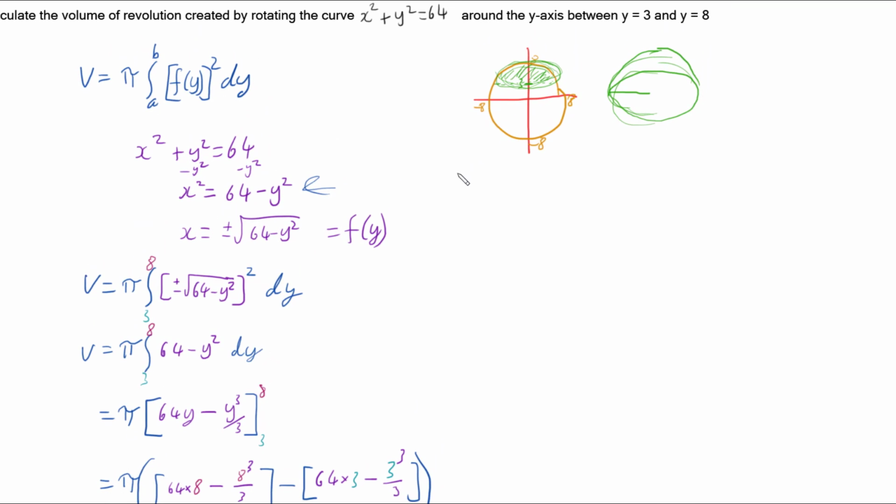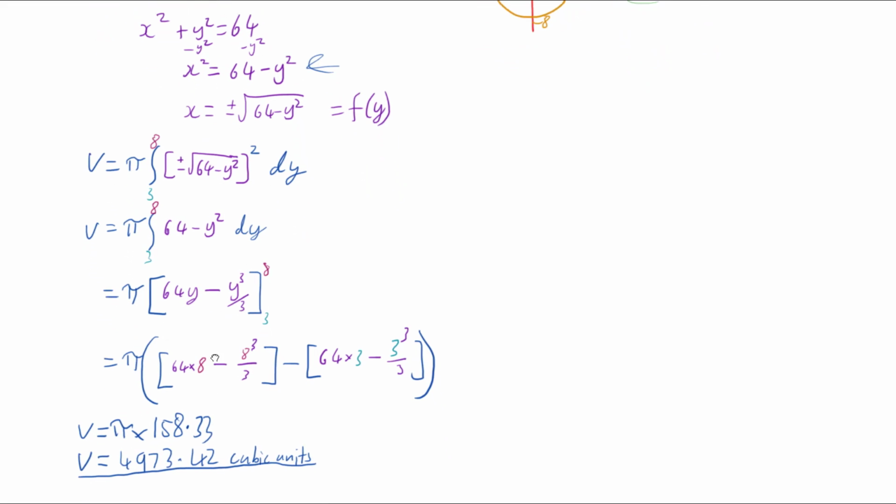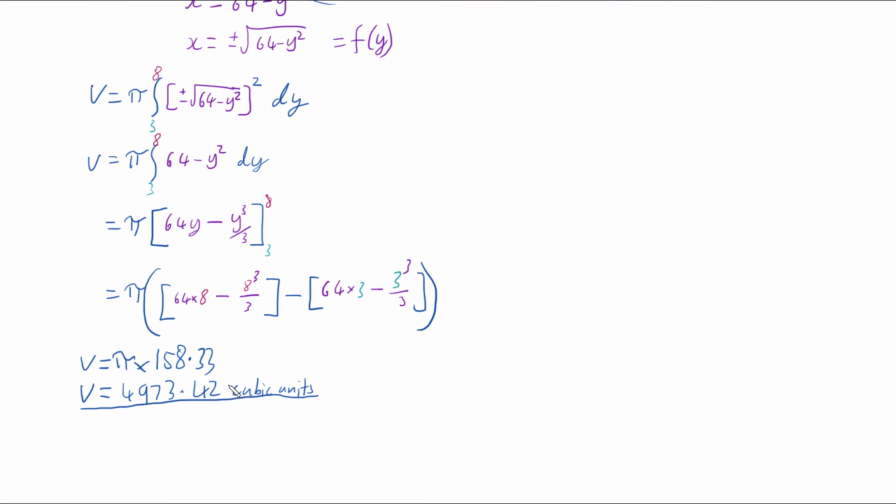And we got there by using this function for volume, which is pi times the integral between our bounds of a function of y squared with respect to y. We had to get our function of y, and then we integrated it, put in our numbers, multiplied by pi, and got our answer.